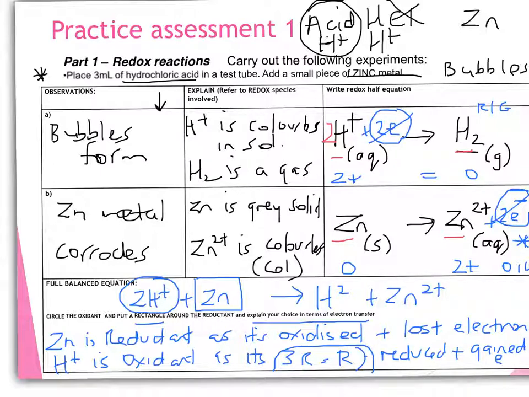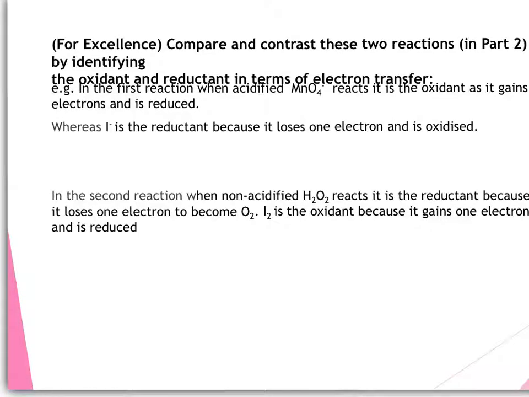Then finally, the last 2 equations that you're given will have something in common. So in this example you had iodide in one of the reactions and iodine in the other one, and so for the excellence you're going to be comparing and contrasting those 2 reactions in terms of electron transfer. So you're simply doing what you've done before, but just in a comparative sort of way.